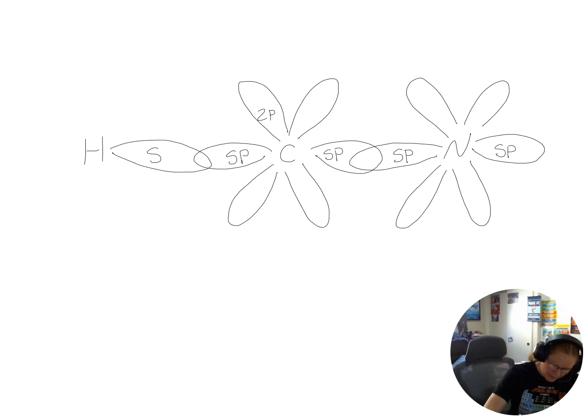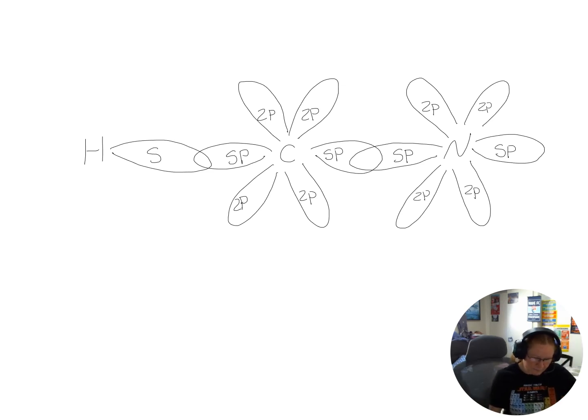So this is the s orbital of hydrogen. This is an sp hybrid. This is an sp hybrid. Also an sp hybrid. Also an sp hybrid. Unhybridized 2p, each with 2 lobes. So I'm going to get electrons there for a bond and electrons there for a bond. This is my sigma bond, or these are my sigma bonds. I have lone pairs left over here.